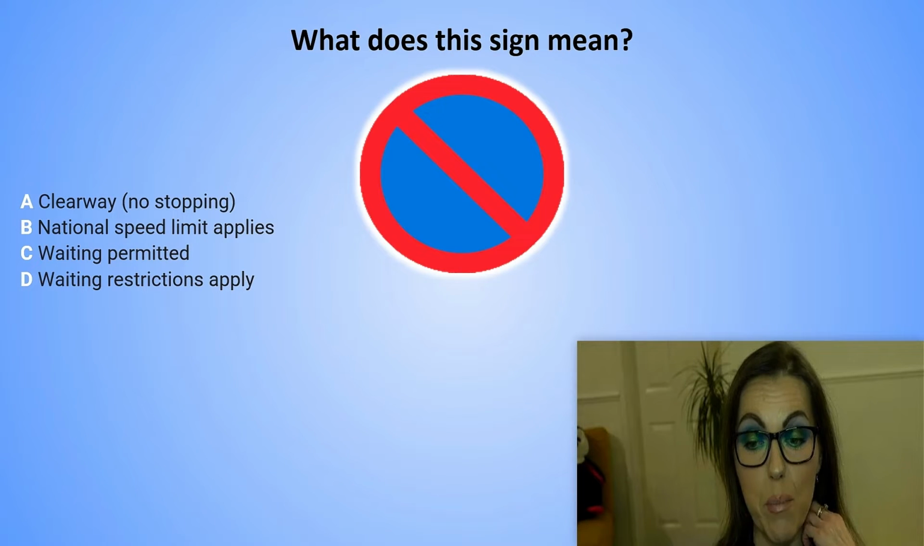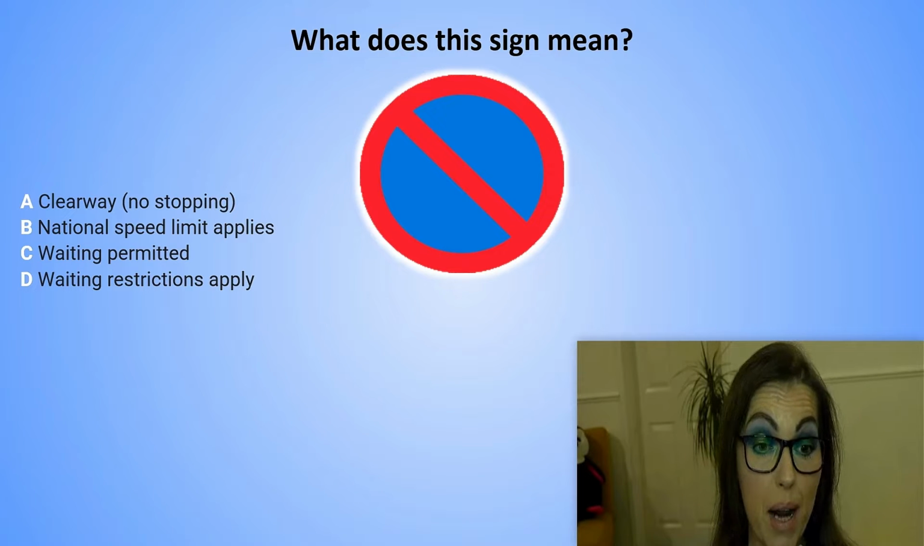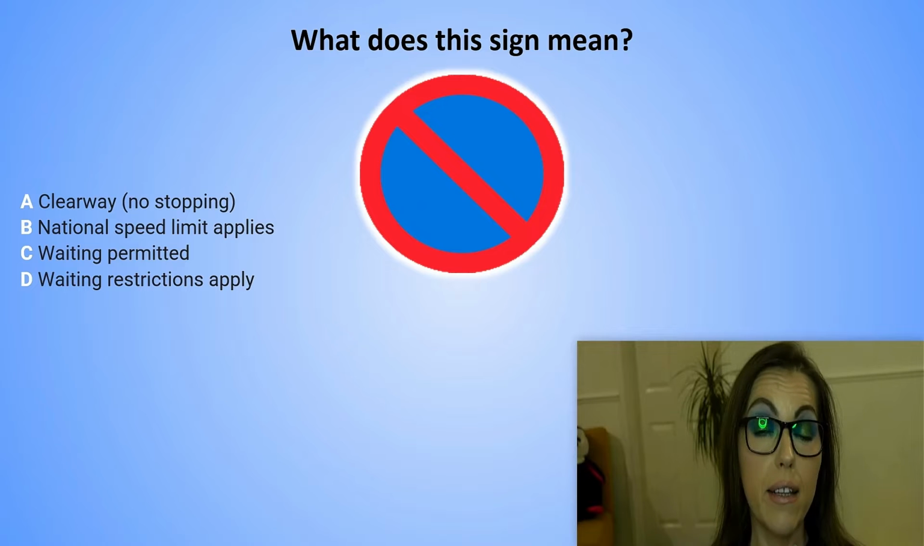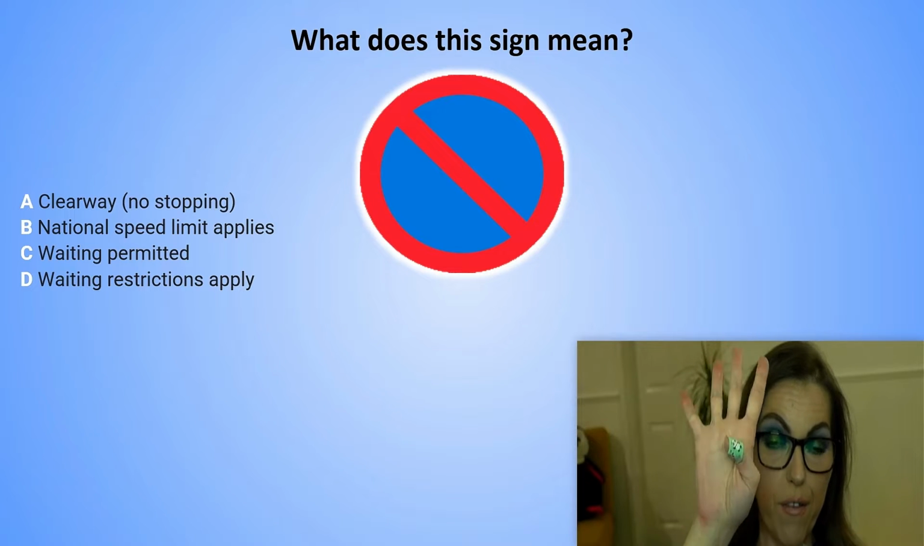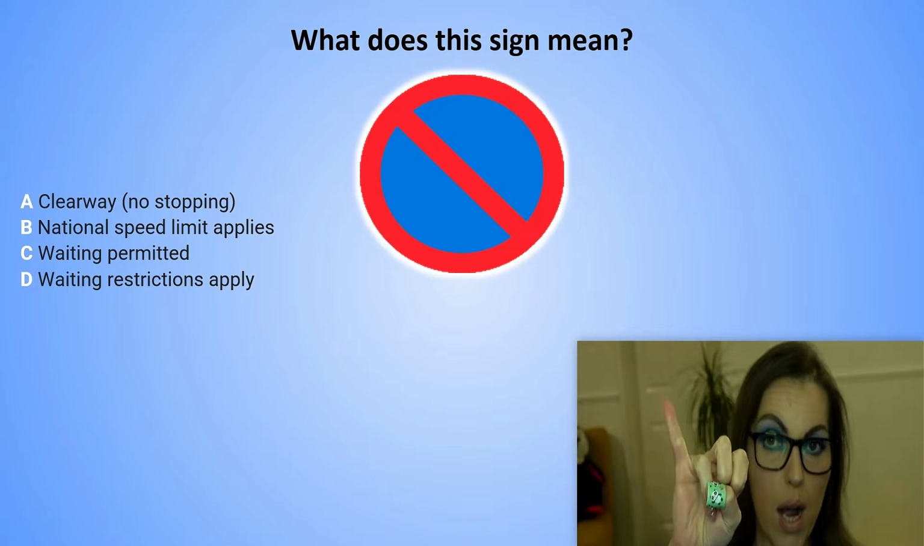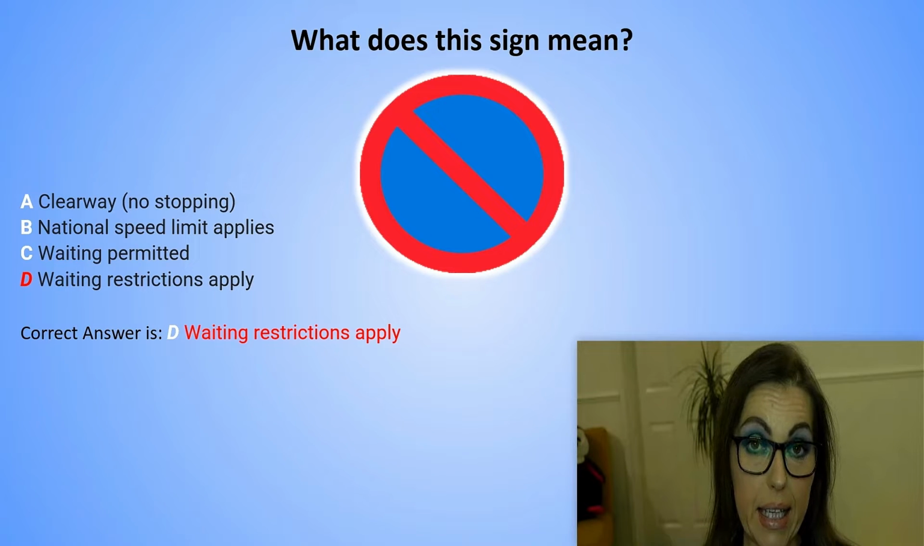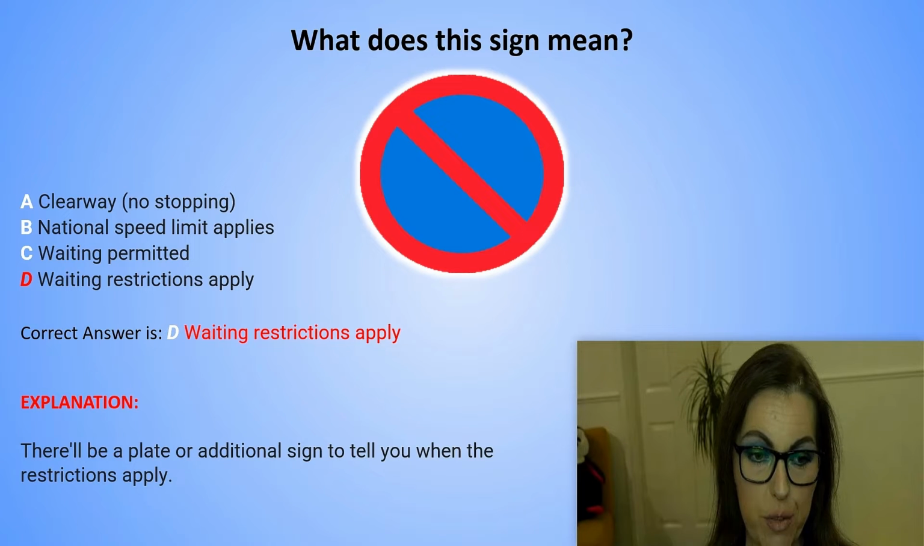What does this sign mean? A, clear way, no stopping. B, national speed limit applies. C, waiting permitted. D, waiting restrictions apply. Let's begin the countdown. 5, 4, 3, 2, 1. And the correct answer is D, waiting restrictions apply. Explanation. There will be a plate or additional sign to tell you when the restrictions apply.